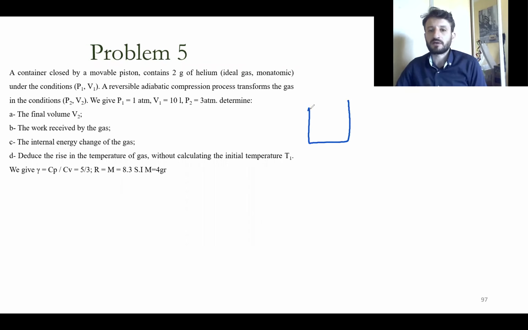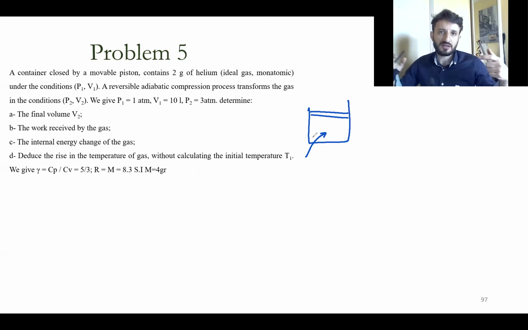What I mean, when we have a container with a movable piston, the piston can move up and down without any resistance with the internal wall of the container. For example, if I give a quantity of heat to the system, the volume will increase and the piston moves up without any resistance.